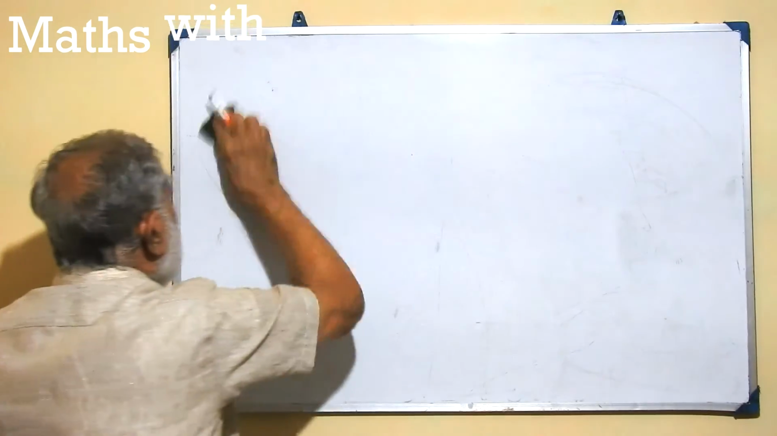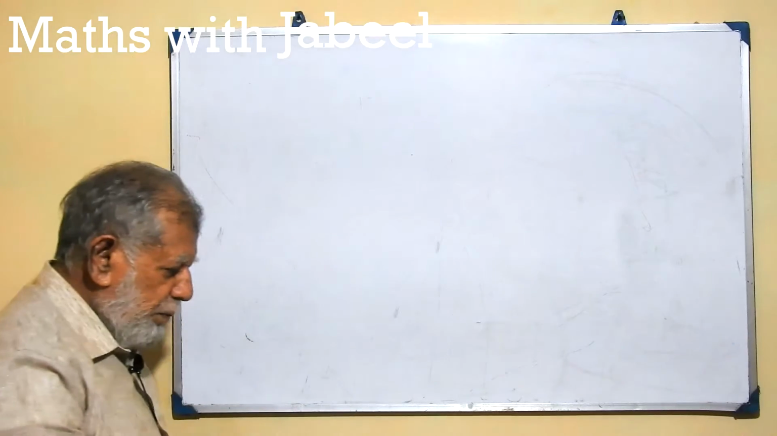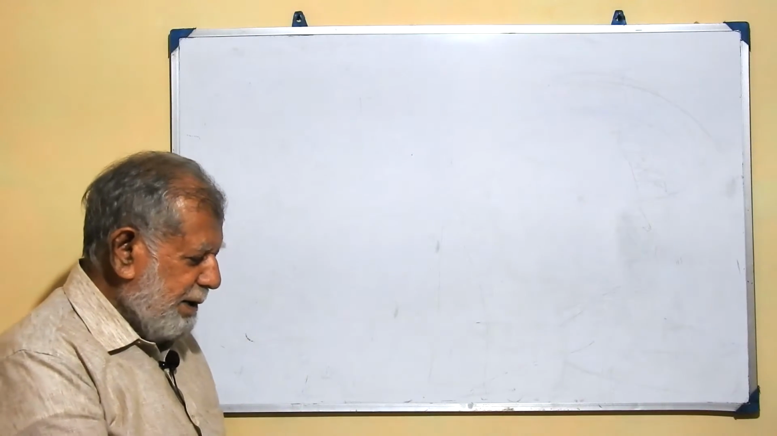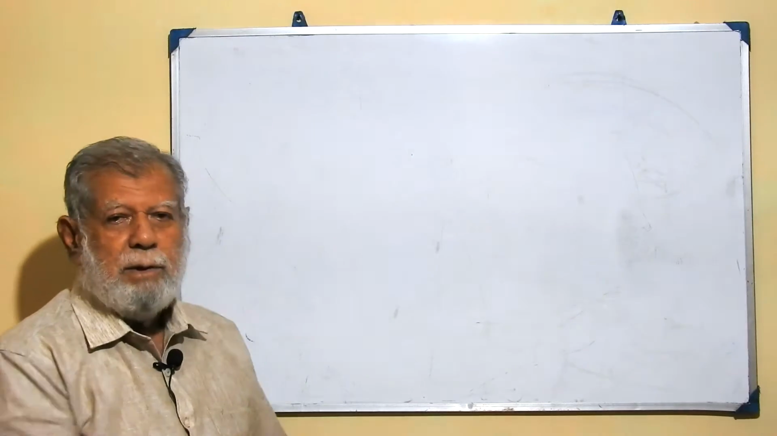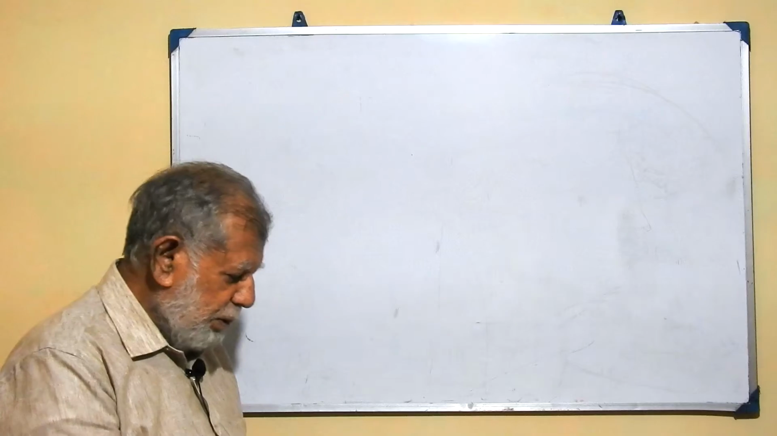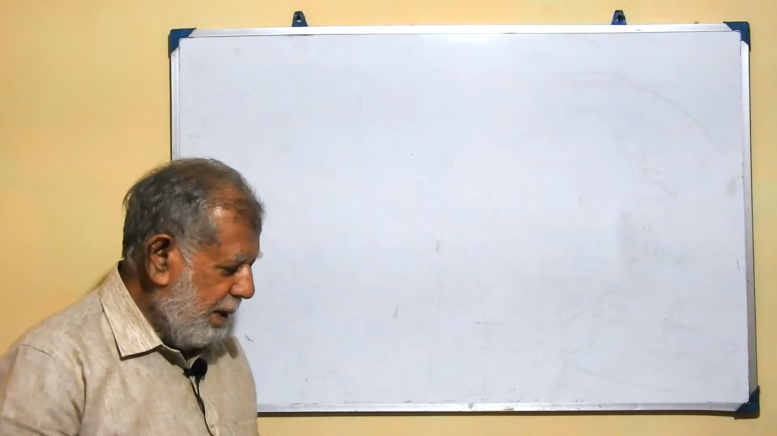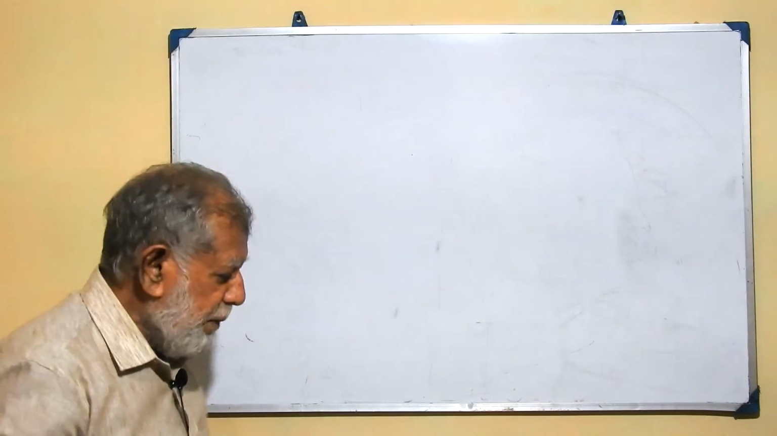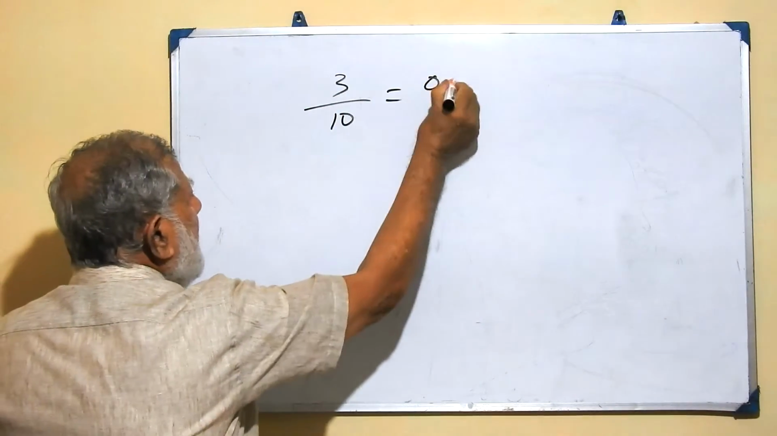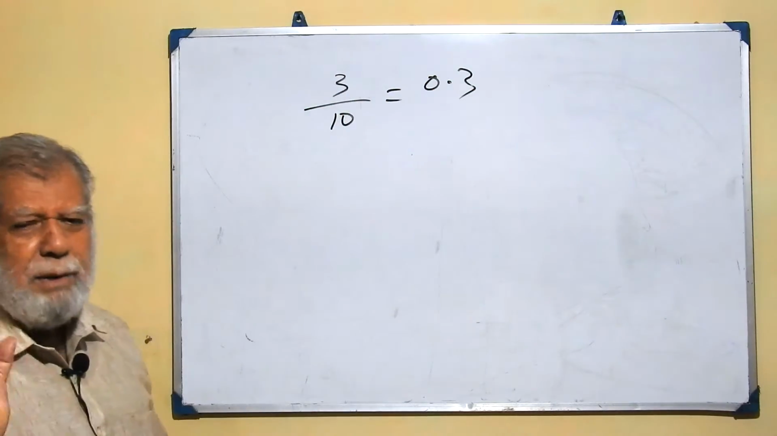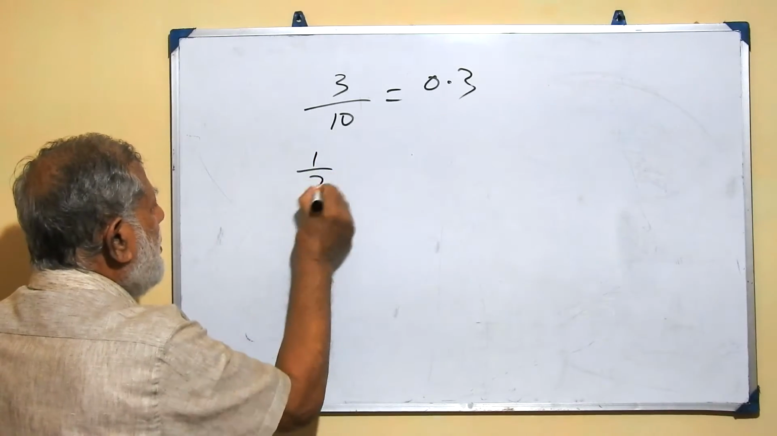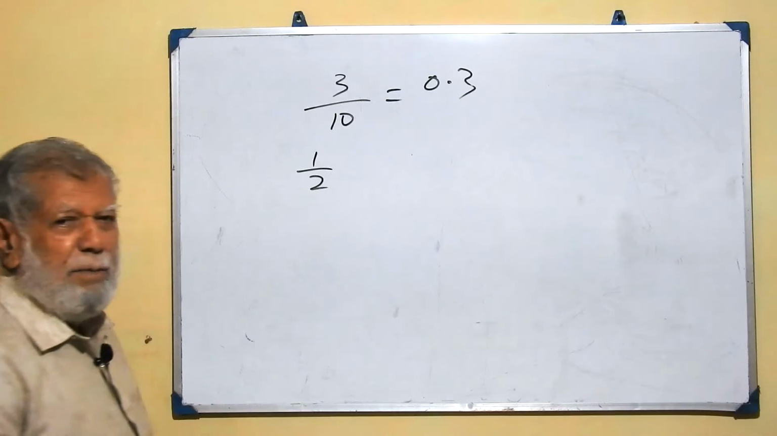Now we will be going on to the next. Today we want to do finite decimals and recurring decimals. Last lesson we did decimals with the denominator 10, 100 and 1000. We did how to convert with the denominator 10, 100. For example, 3 upon 10 we wrote as 0.3. Now supposing the denominator is not 10, say 1 upon 2, how to bring this to decimal?